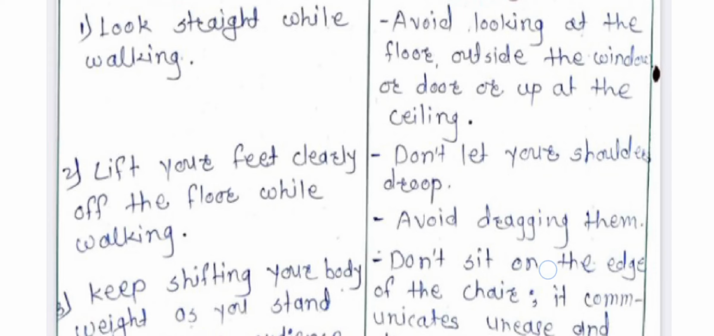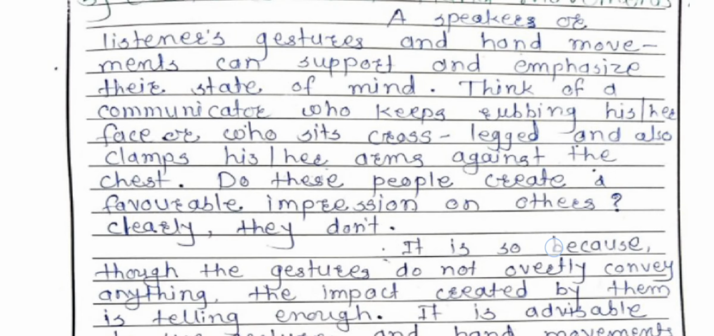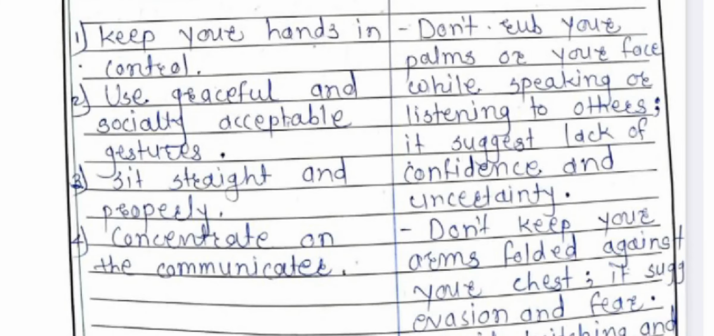There are some do's and don'ts. Look straight while walking, avoid looking at the floor and outside, and be careful for your posture, body posture also, and don't rub your hands again and again. Keep your hands in control. Don't rub the palm and your face while speaking, listening, or others. It suggests lack of confidence and uncertainty.